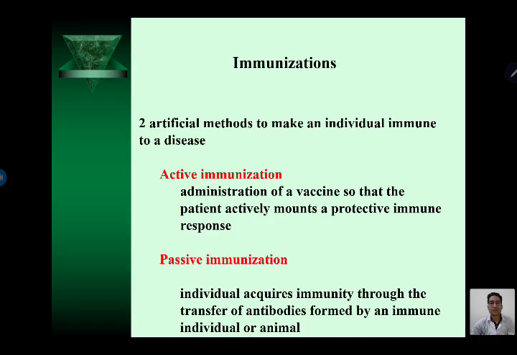Immunization is the second artificial method to make an individual immune to disease. Active immunization is the administration of vaccines so that the patient actively mounts a protective immune response. Passive immunization means an individual acquires immunity through the transfer of antibodies from an immune individual or an animal.